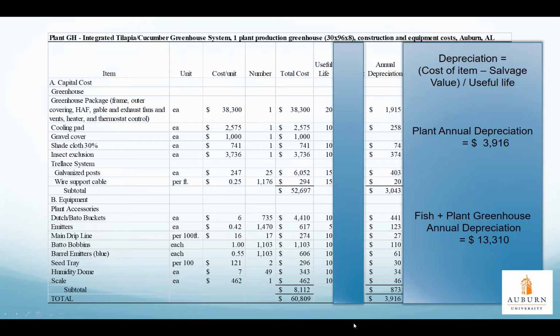In a very similar manner for the plant depreciation, let's just say the shade cloth. $741, we use 1 of those, 10-year life expectancy, 741 divided by 10 is $74. And when we add all of these up, we come to $3,916 and add that to the fish depreciation, we come up with that $13,310. By the way, this is being recorded, so you can go back to this recording and slow this down and look at this in more detail.